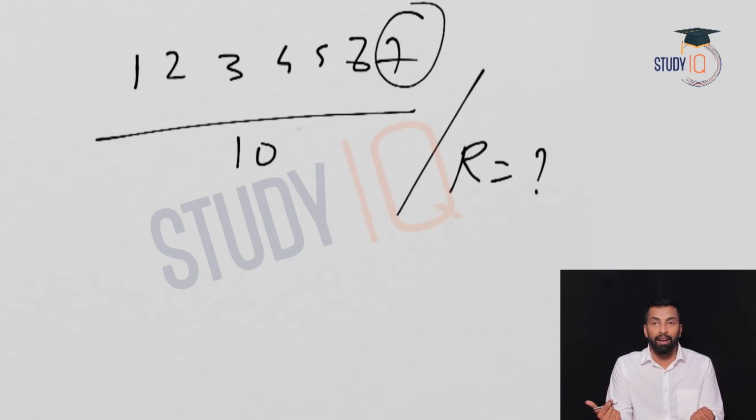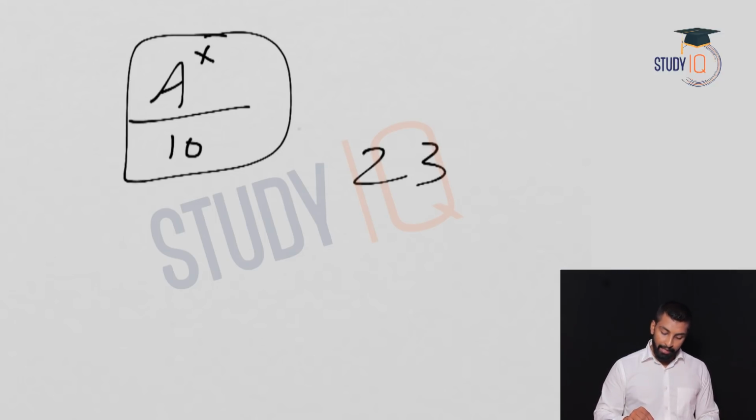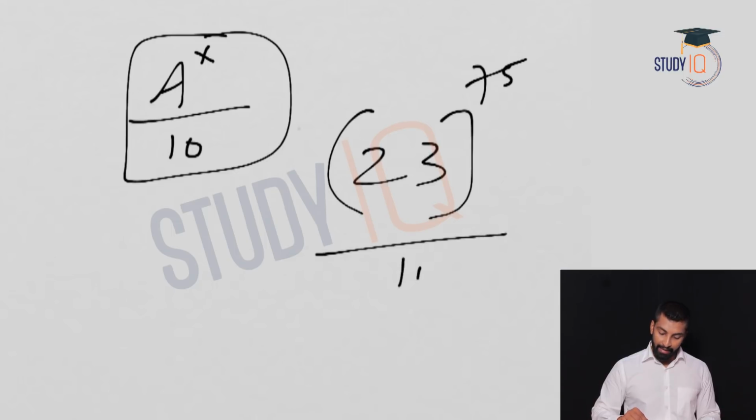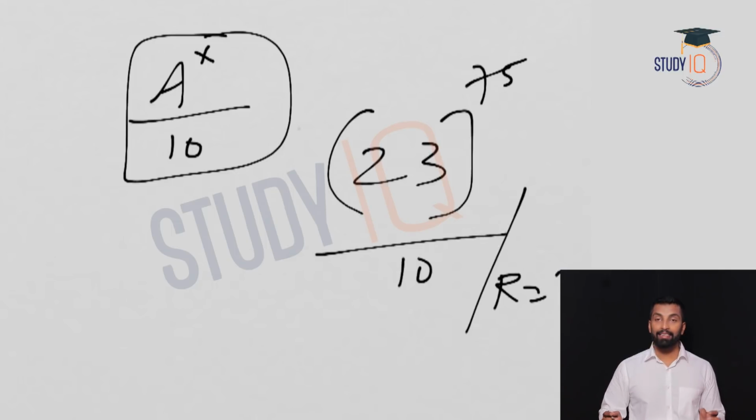But what if you have a number like a raised to x divided by 10? This a raised to x can be maybe 23 raised to 75 divided by 10. What is the remainder? Is it a difficult question? Maybe it's a moderate question, but it will be very easy soon. So what is this question actually? This is actually a last digit question.